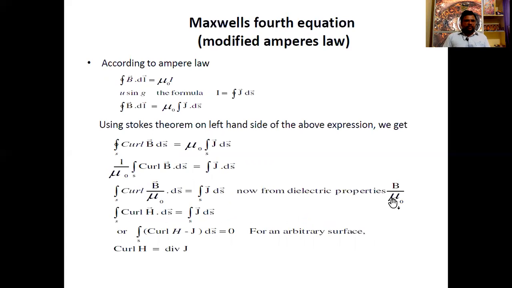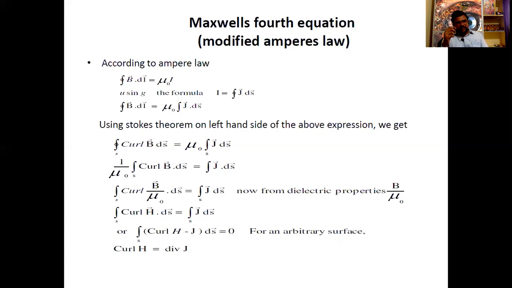Next, coming to the fourth one, that is called the modified Ampere's law. According to Ampere's law, as we have discussed earlier, the line integral of B bar dot dl bar over a closed path is equal to mu naught I, where I is the current flowing through the circuit, dl is a very small element of that current conductor or current element, and B is the magnetic field generated because of the current flow.